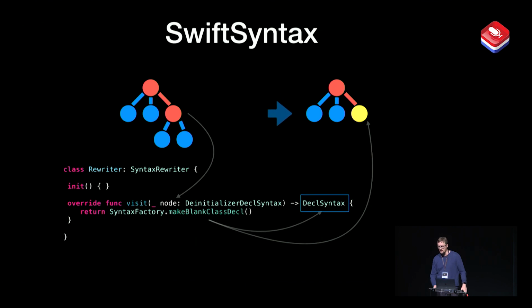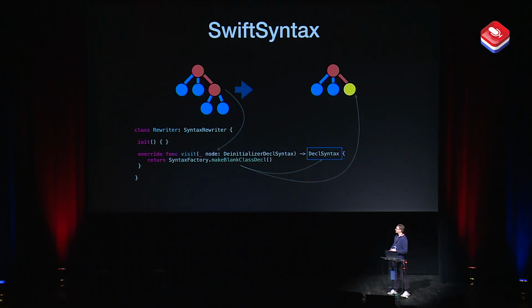Another use of the visitor pattern in SwiftSyntax is rewriters. A syntax rewriter lets me iterate over the syntax tree and decide whether I want to keep the visited node or replace it with a different node, which, as a result, will mutate the abstract syntax tree. Here it's a nonsense example, but just a one-liner. I replace the initializer with a class declaration. It doesn't make sense. It won't compile, but you can write code like this. And with this tool, you can do whatever you want.